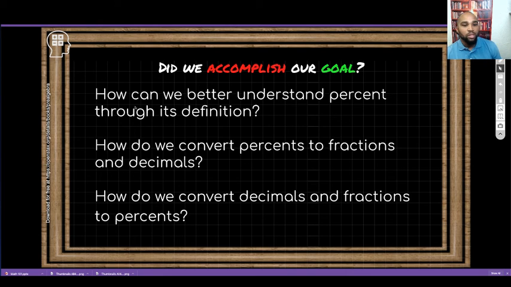All right, did we answer our questions? How can we better understand percent through its definition? We understand that percent literally means per 100, for every 100. How do we convert percents to fractions and decimals? The way we do that is we take that percent. Let's say it was 33%. And we remember that this is per 100, so we just say 33 over 100. And remember that the hundredths place looks like 0.33. So they're all connected. And we also went back. How do we convert decimals, 0.33, and fractions into percent? So we just worked backwards there to remember that.